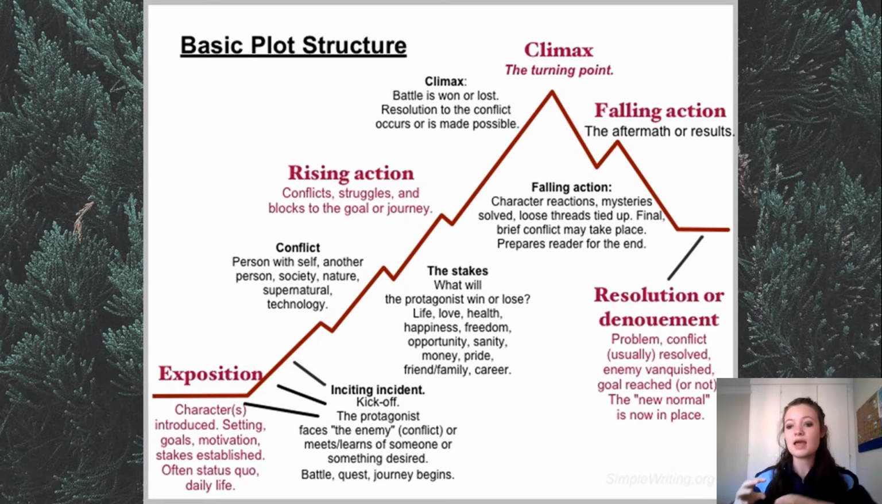And as we start going towards the end, we have falling action. Now, this is the aftermath, the results, the consequences of the event that happened in the climax. And this is the character reactions to the climax. This is mysteries that are solved, loose threads that are tied up. There could still be conflicts that take place in the falling action that will allow for the end result to take place. And the falling action really prepares the reader for the end of this play or novel.